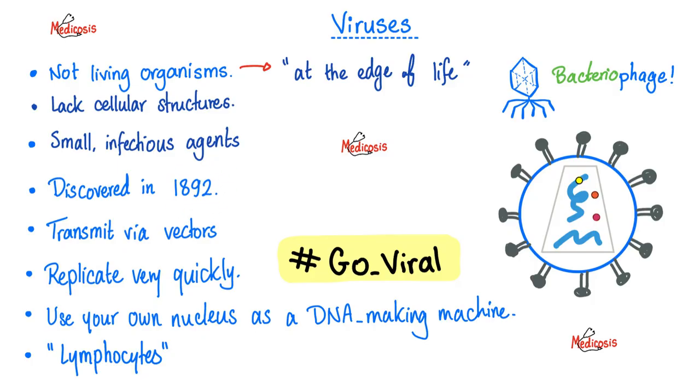First discovered in 1892, they replicate very quickly. That's why everyone is trying to go viral and no one is trying to go bacterial. Viruses cannot make their own proteins independently. Instead, they have to hijack your own nucleus and use your cells as a DNA making machine. For example, the HIV virus is going to hijack your own lymphocytes, which are subtypes of white blood cells. If you want to learn more about lymphocytes, please refer to my hematology playlist.